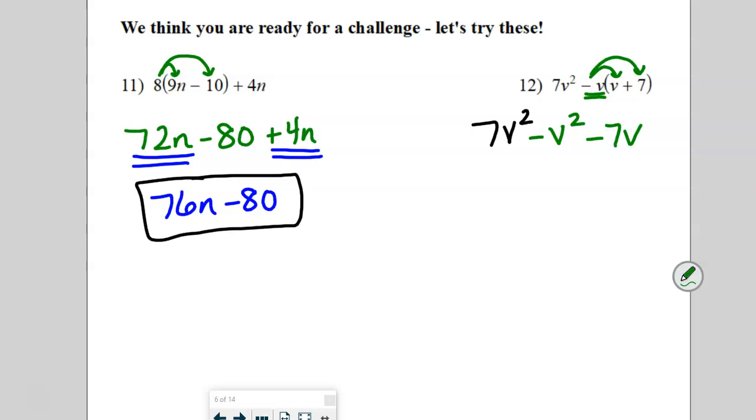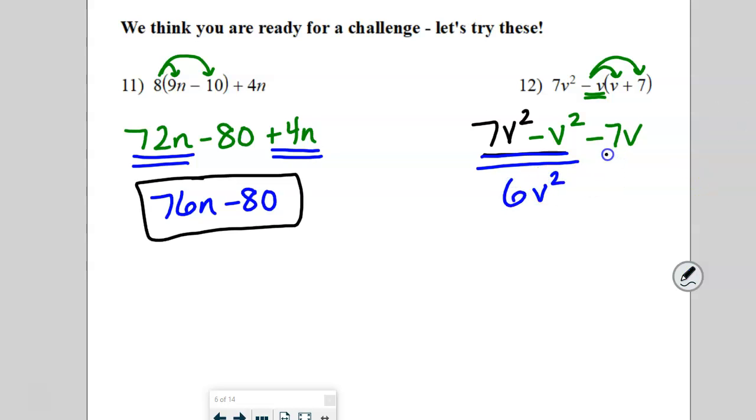Sometimes I get kids who write negative v7 and they are ashamed. They feel like they've done it wrong. It's actually not wrong at all. It's just weird. We don't usually do that. All right, but what we do have to do is simplify. So 7v squared minus 1v squared, you can also think of it as 7v squared plus a negative 1v squared. Either way, it's going to give you a 6v squared.